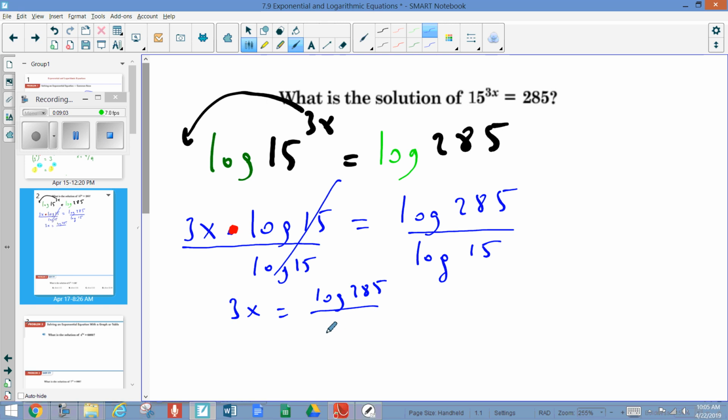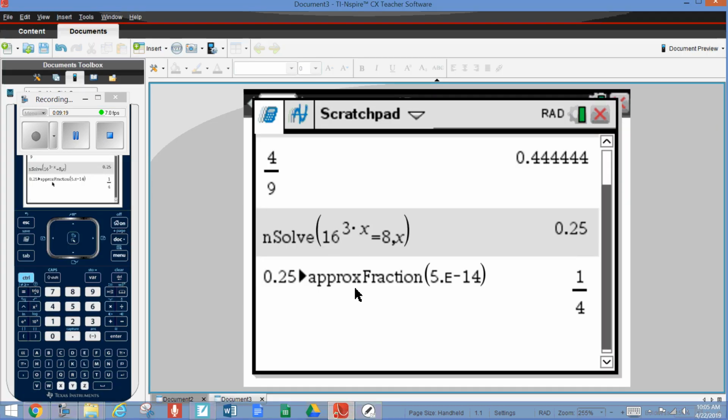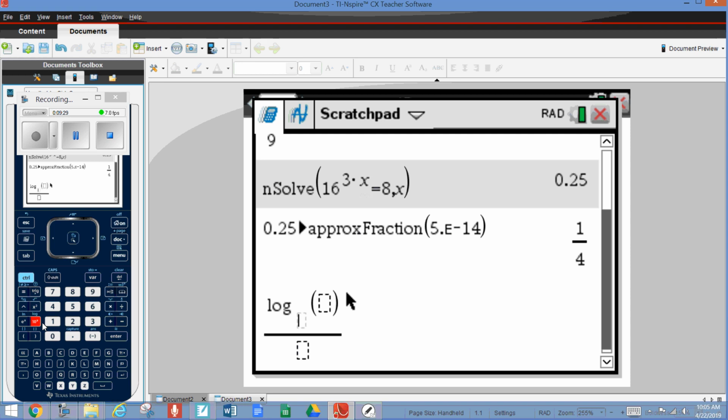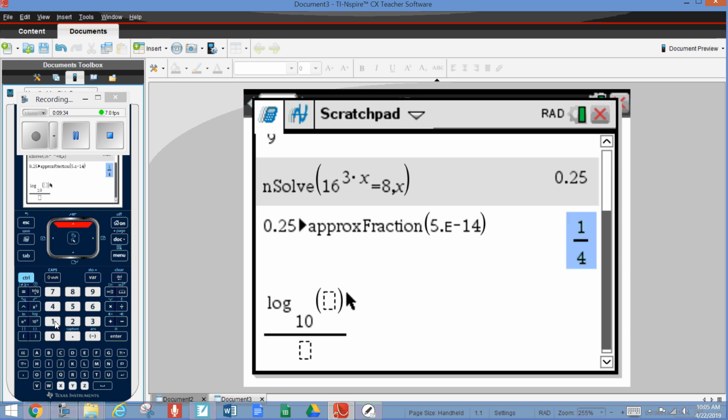please put it into your calculator. So you're going to divide the result by 3 because it's 3x, right? Okay. Control divide. Logarithm. What is the base going to be? Still the same answer. What a coincidence.